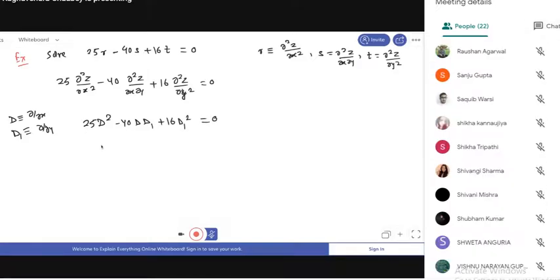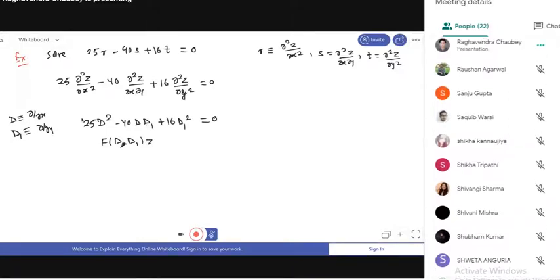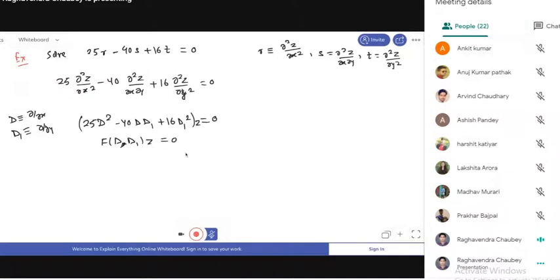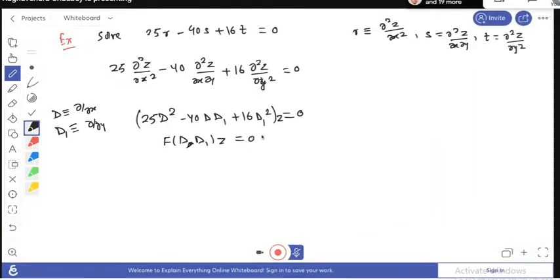Or you can write this as a function of D and D1 operating on z, and this equals 0. Here the functional form f(x, y) is 0. This means this is a homogeneous linear partial differential equation with constant coefficients.